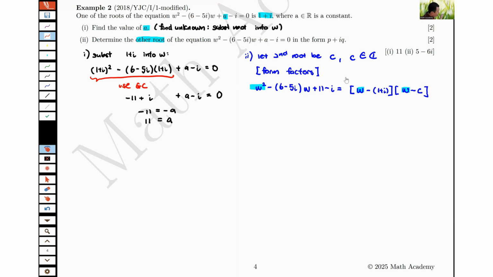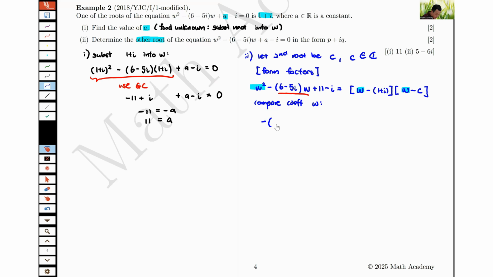So after you're done here, it's a matter of comparing coefficient. I can compare coefficient for W. The most efficient method for this kind of quadratic equation is to compare for this term. You will have less tedious calculations. Okay, so we compare for W.